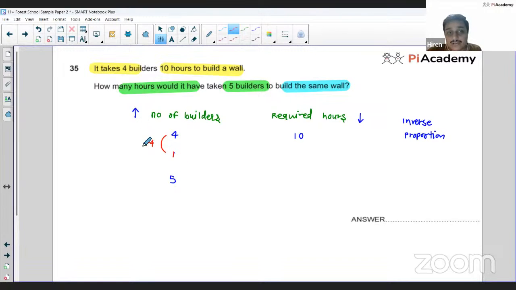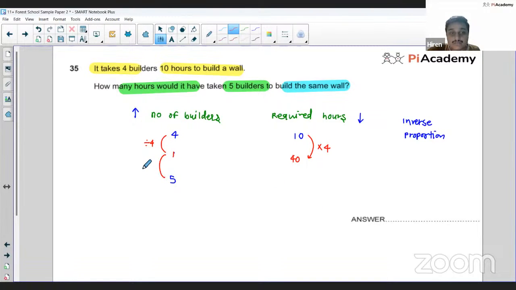But as I mentioned, if I'm dividing here, I have to multiply here, okay? The reason is it's inverse proportion. If it is direct, then I will do the same operation on both sides. So it's logically correct as well. One builder requires 40 hours, right? See, 4 builders together do it in 10 hours. So if there is only one builder, then it requires 40 hours.